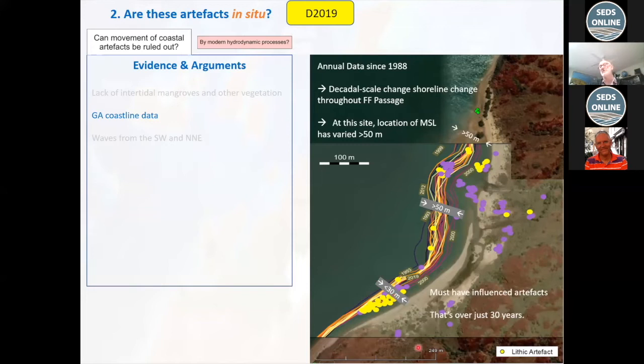And that's just over 30 years, not over 7 or 8 or 9 thousand.